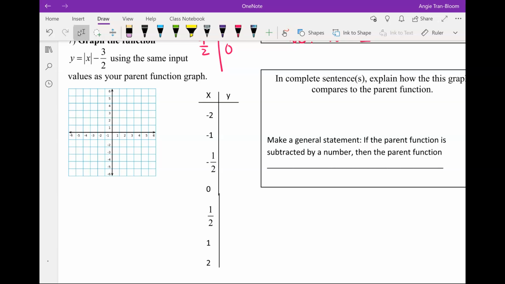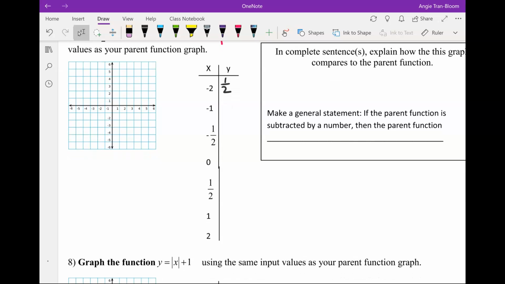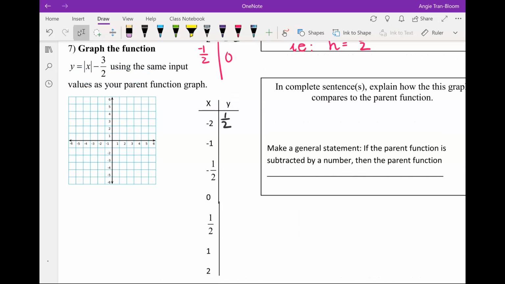Slater, what's your first output? 1/2, like that? Slater, watch my writing. Okay. Next output, Diego, what's your next output? I can't hear you. Okay, work it out, let me know. Negative 1/2? Do you guys agree with Diego? Yeah, negative 1/2.